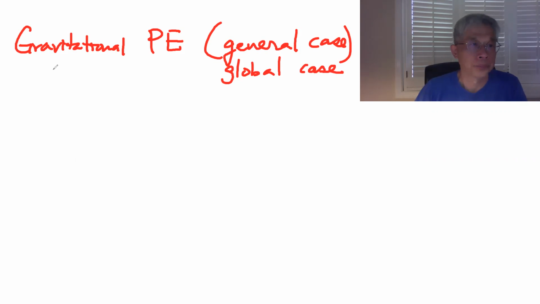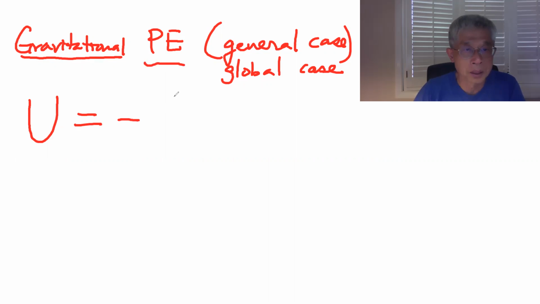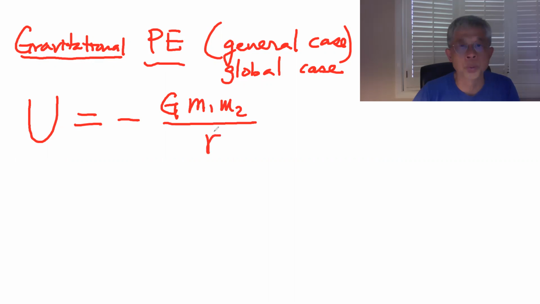Okay, so it's gravitational. The form we're usually using is U for gravitational potential energy, which is equal to minus G, the universal gravitational constant, times M1 M2 divided by the distance between M1 and M2. And there's a negative sign there. Let me circle that, to remind you there's a minus sign right there.